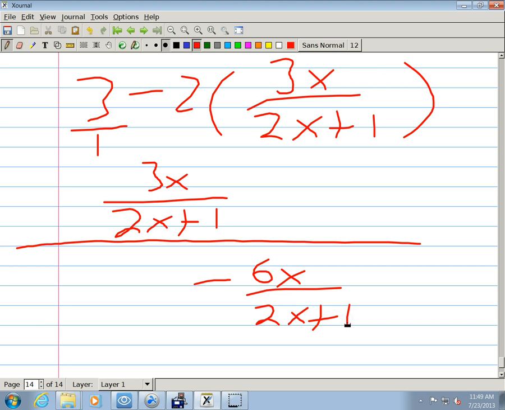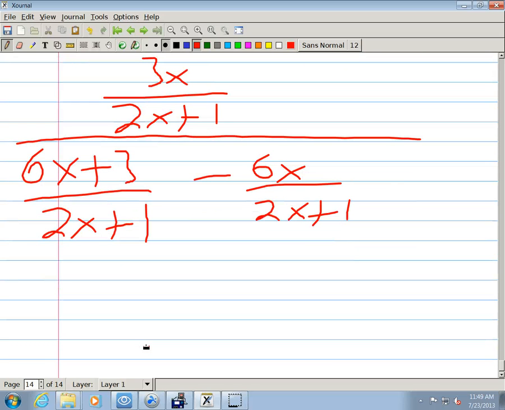But how do I get the 2x plus 1 as a denominator under the 3? Simply multiply top and bottom here by what? 2x plus 1. So 2x plus 1 times 3 is 6x plus 3, isn't it? 3 times 2x plus 1 over the 2x plus 1. Alrighty, so now can you subtract? How do you subtract those fractions on the bottom? Subtract the numerators, keep the denominator. Isn't the same thing happening as happened last time?